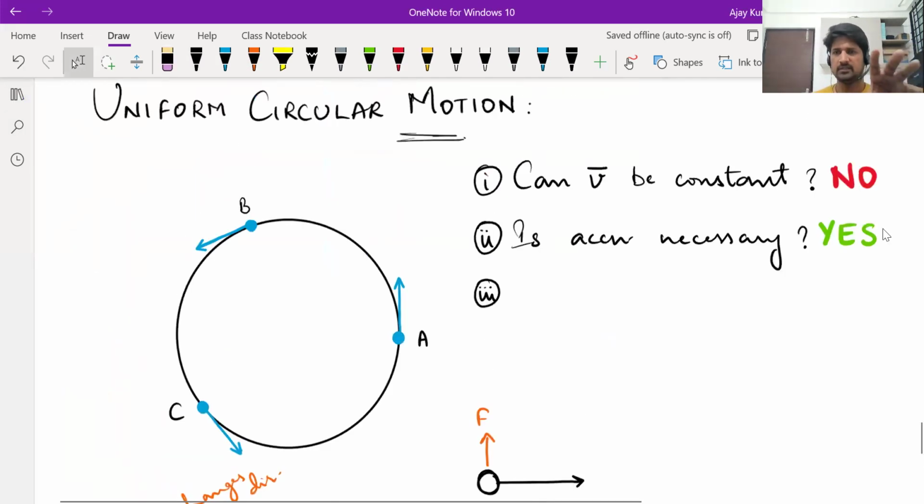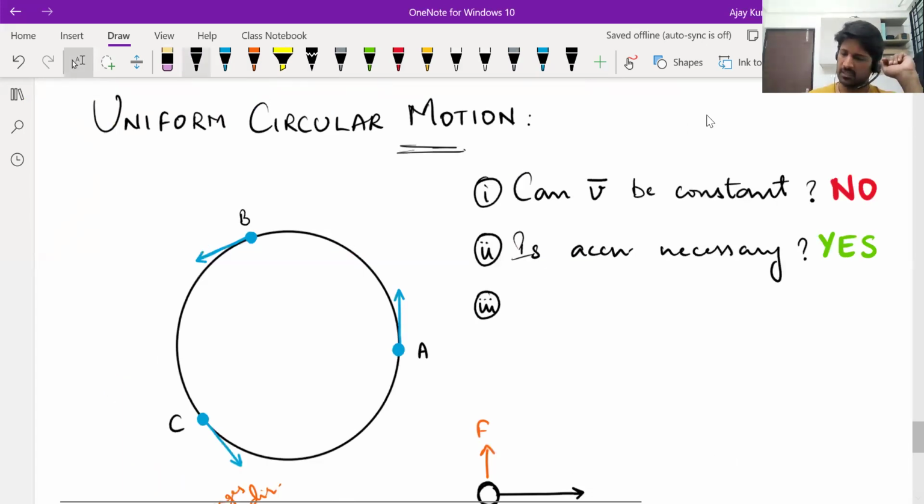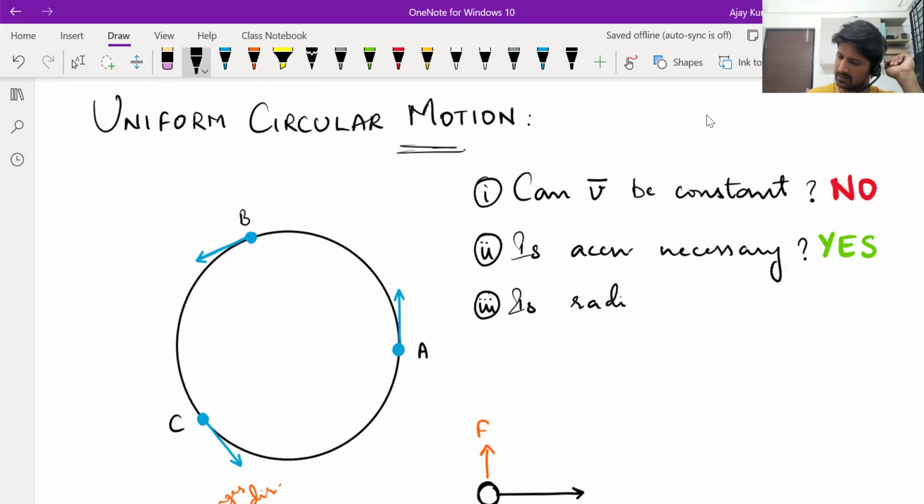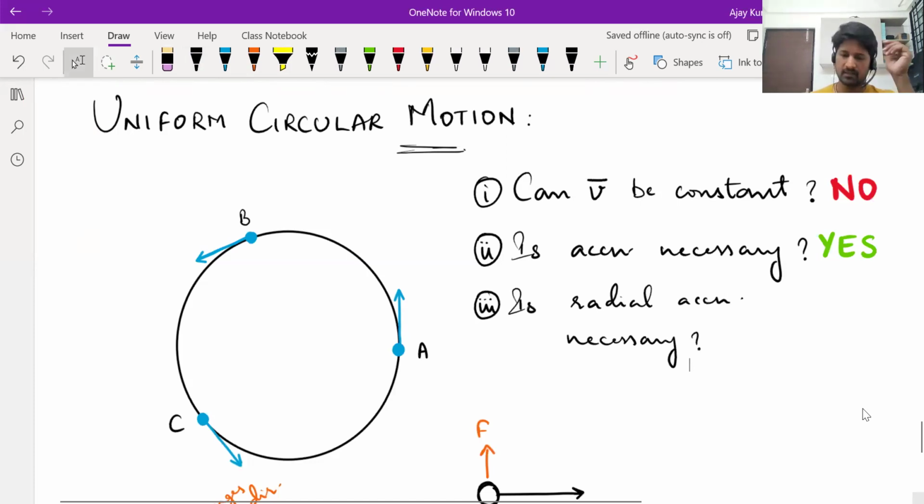Now we are discussing the motion of an object along a circle. So tell me, we have decided that acceleration is necessary because velocity is changing. Now tell me, is radial acceleration necessary for an object to move in a circle? Yes, sir. Definitely, the direction of motion has to change. So radial acceleration is compulsory. The answer is yes.